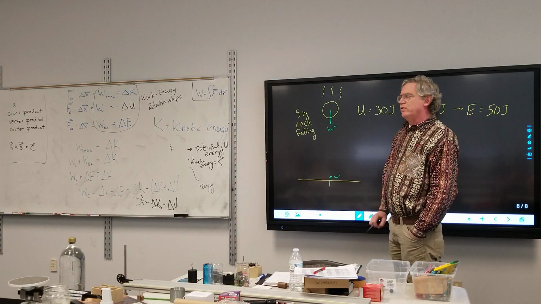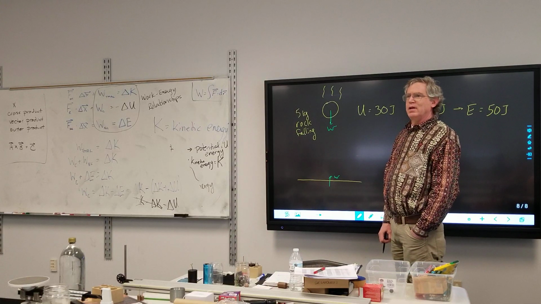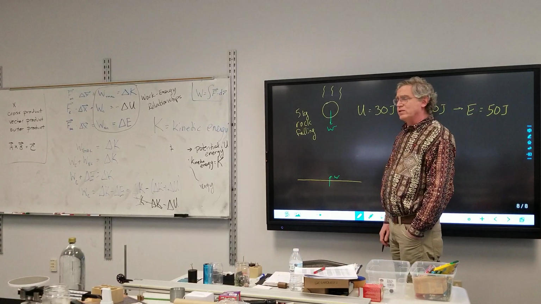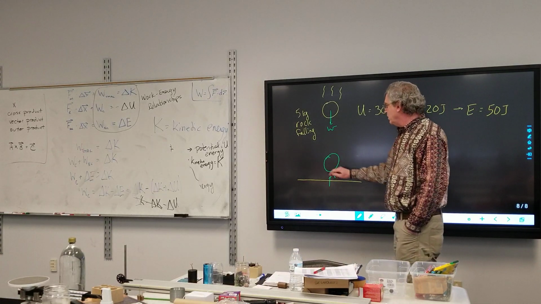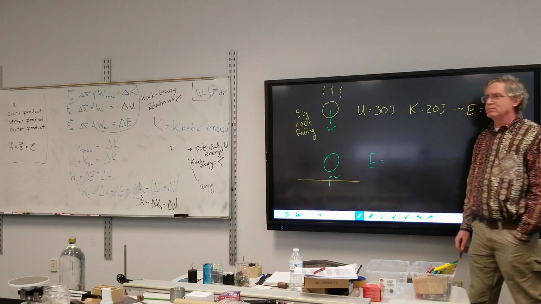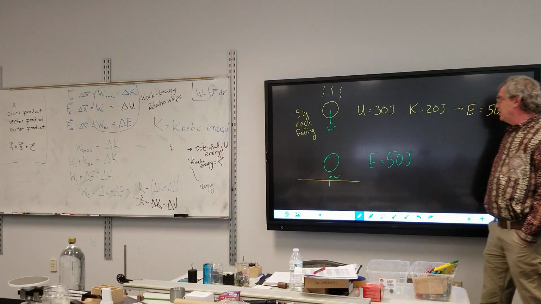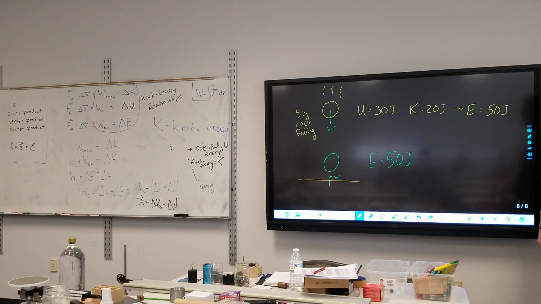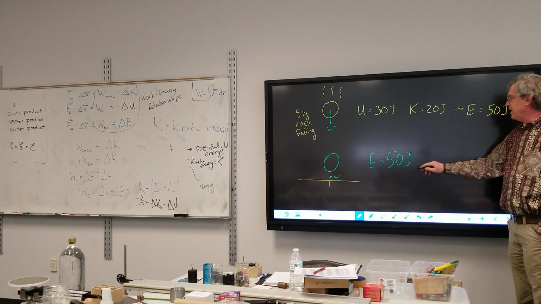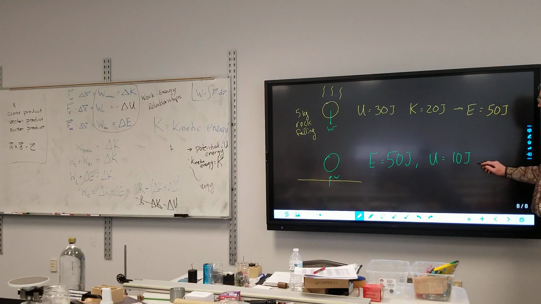Is weight conservative or non-conservative? Conservative. Since it's conservative, energy is conserved. So when the rock is now here, what is the total energy? 50 joules. Yeah, conserved means it doesn't change. So energy is conserved. If I tell you then that the potential energy is 10 joules, therefore, what is the kinetic energy? 40 joules.